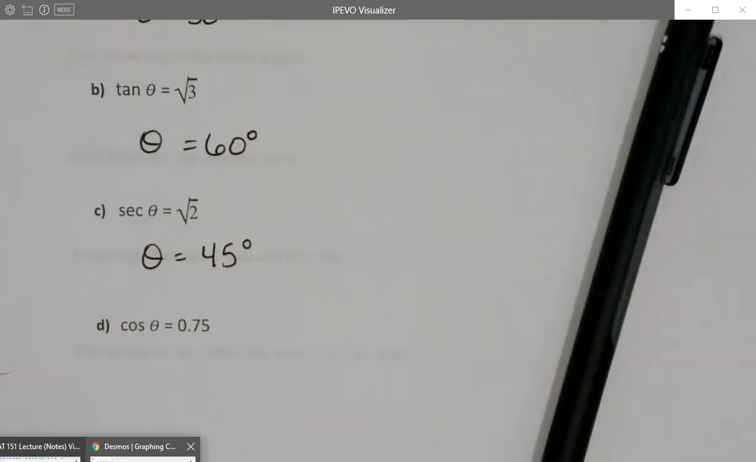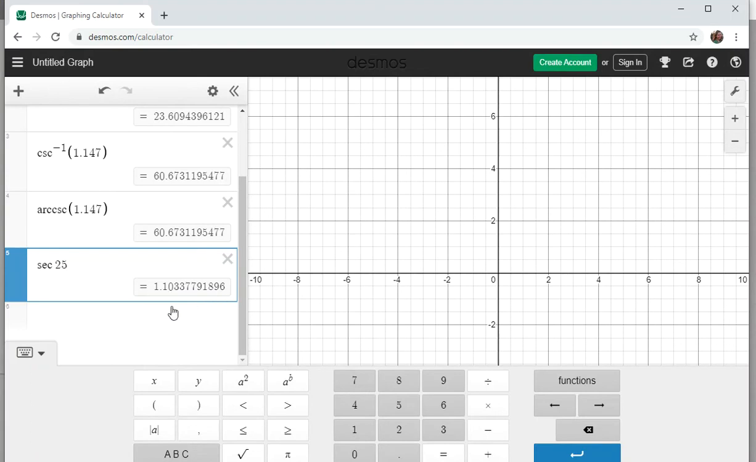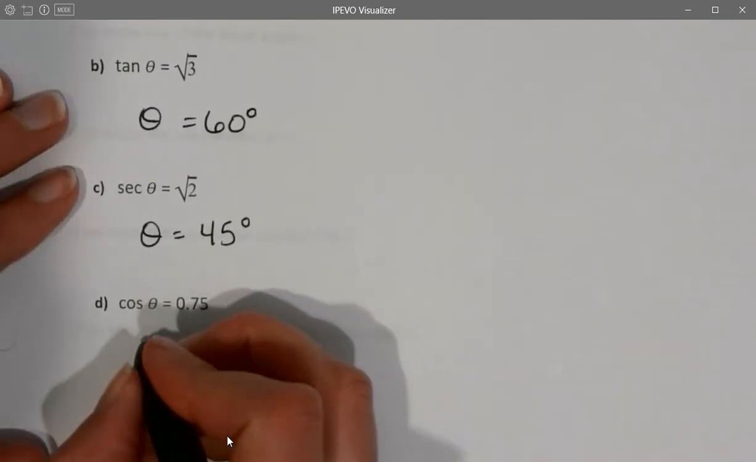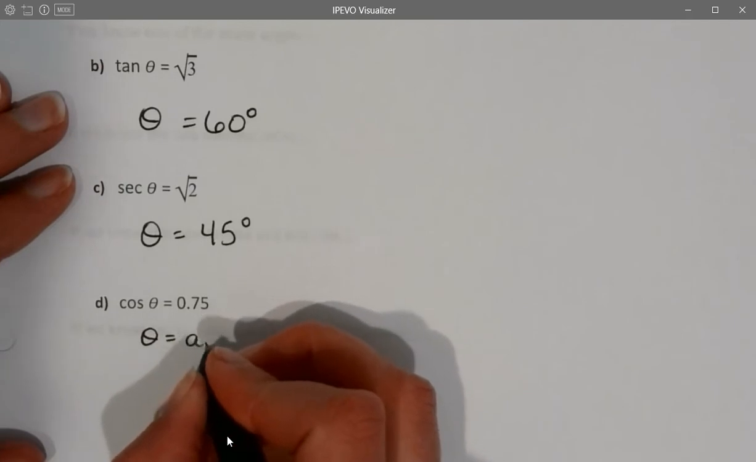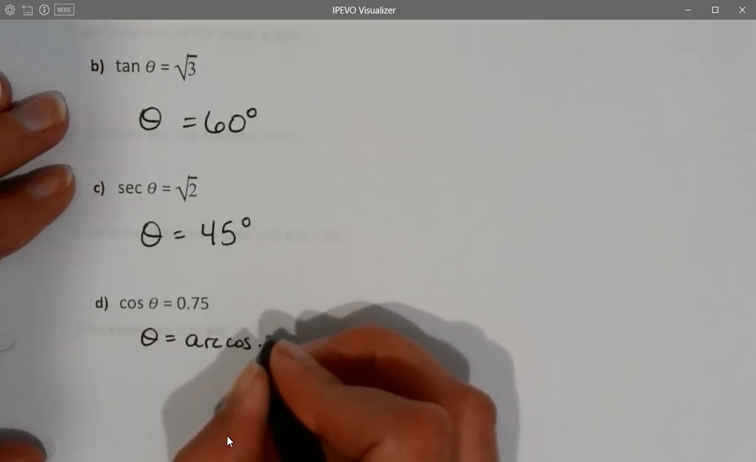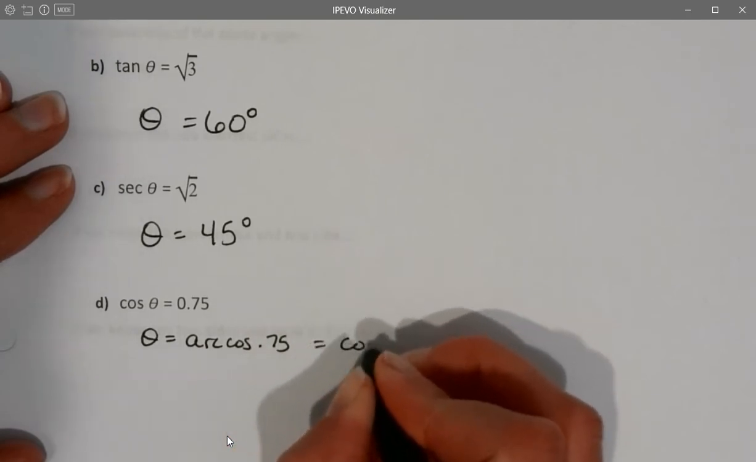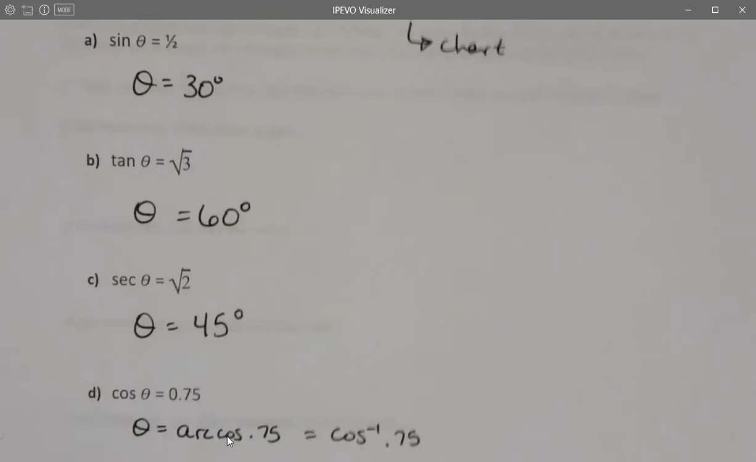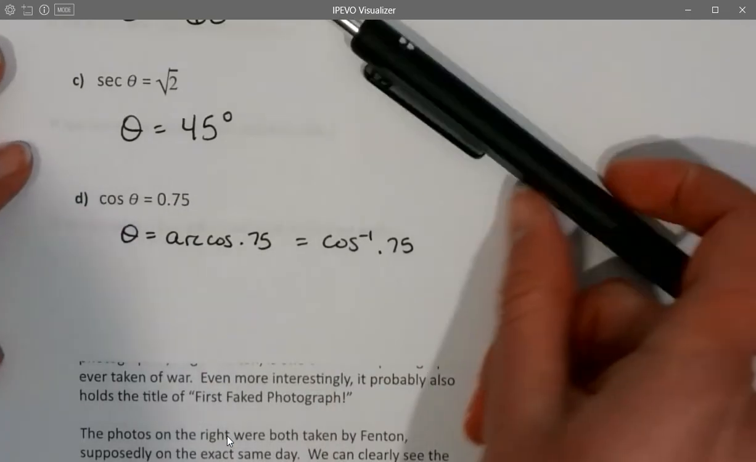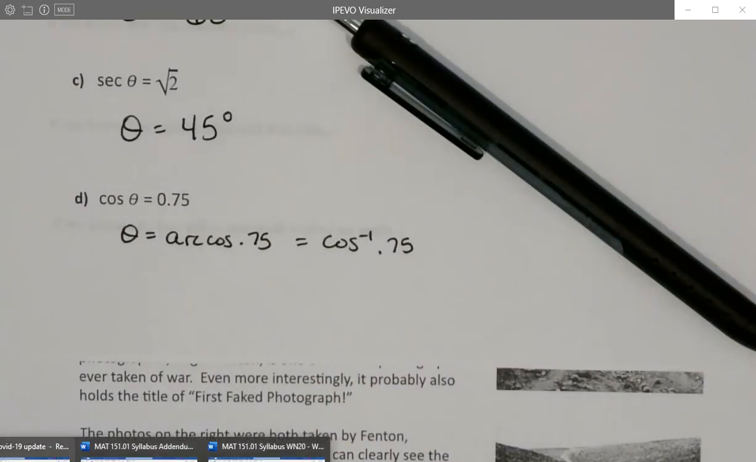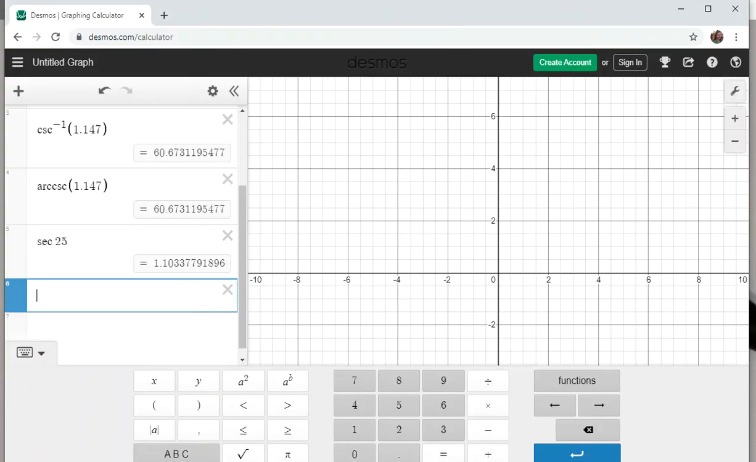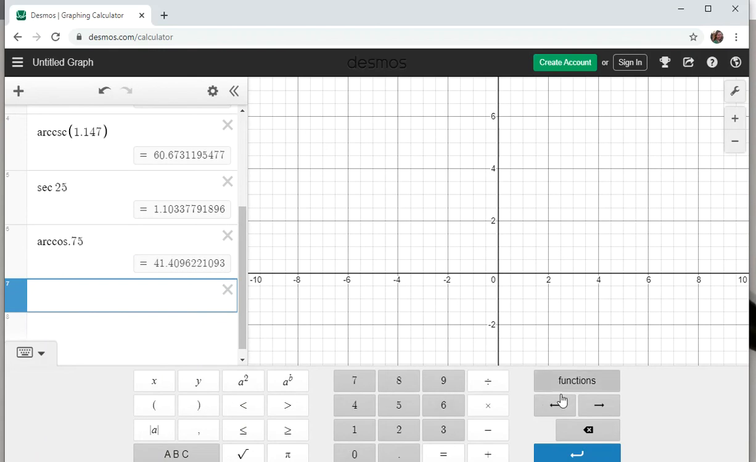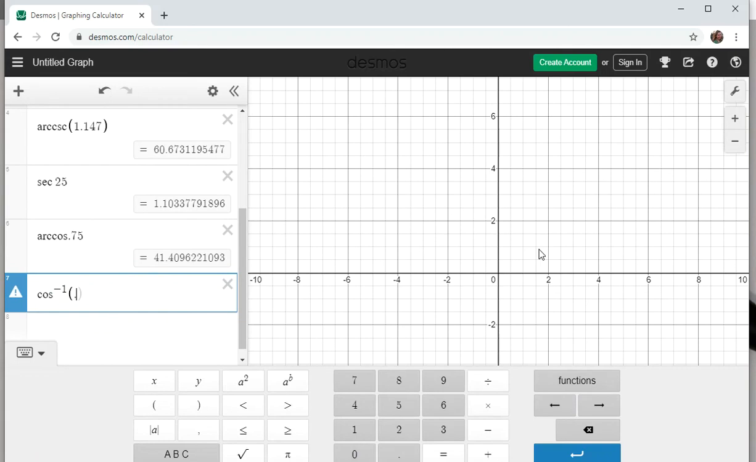So we are going to use, first of all, let me write down something. We're going to use the arc cosine feature, so that angle theta is equal to the arc cosine of 0.75, or, same function, different notation, the inverse cosine of 0.75. Now, as I go back into decimals, I can type either one of those. Oops, wrong button. I can type arc cosine of 0.75, or I can click the functions button for the arc cosine of 0.75.